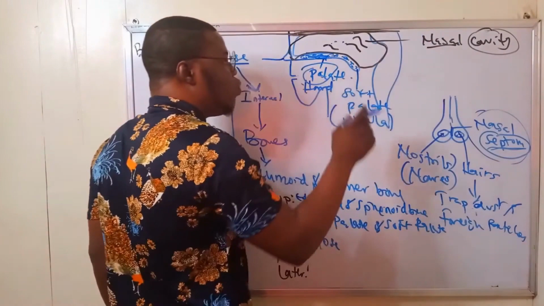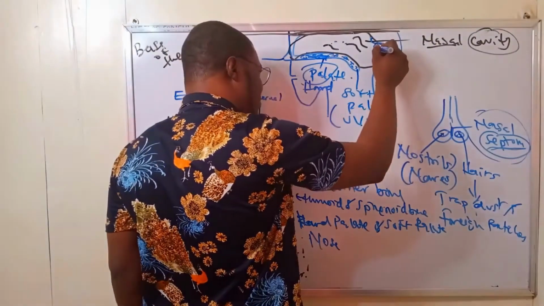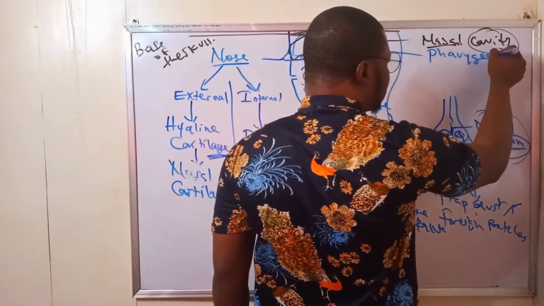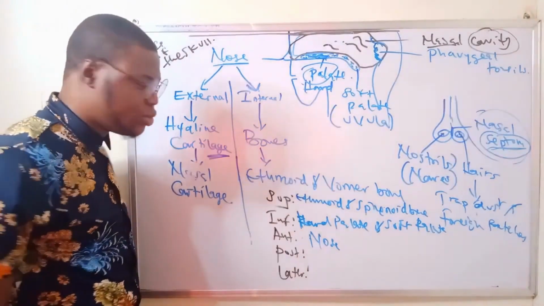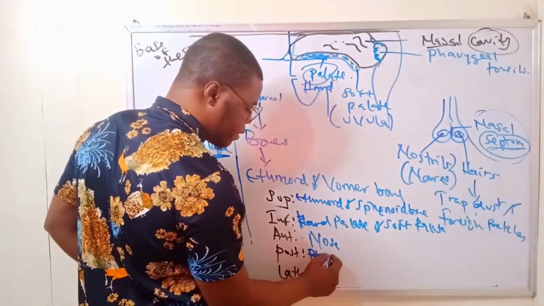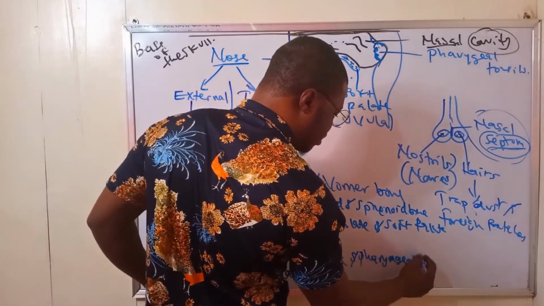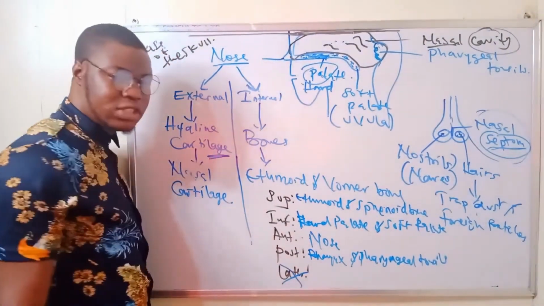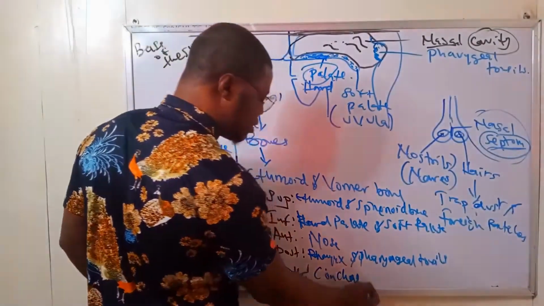Now about posteriorly, at the back, what can you see? At the back right here, what you have is the pharynx. At this junction, we have a structure called the pharyngeal tonsils. So you can also use that as a structure in relation: the pharynx and the pharyngeal tonsils. As simple as that. And laterally, you can strike it out. If you want something, just write the conchae. I will tell you about that later.